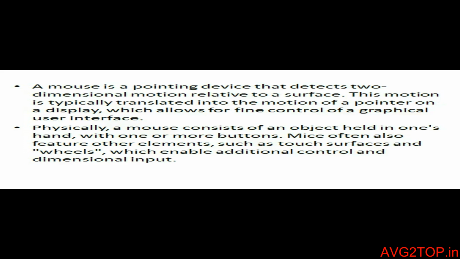The mouse is an input device which has two or more buttons, and it is used to be handled in one hand. A mouse is often placed on a touch surface, with a wheel, where it enables additional controls and dimensional inputs.